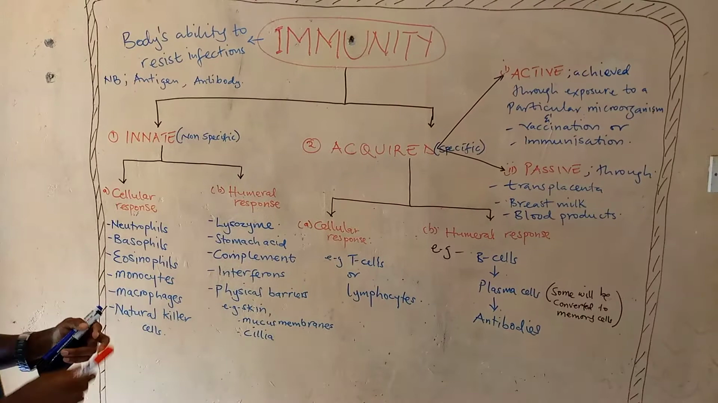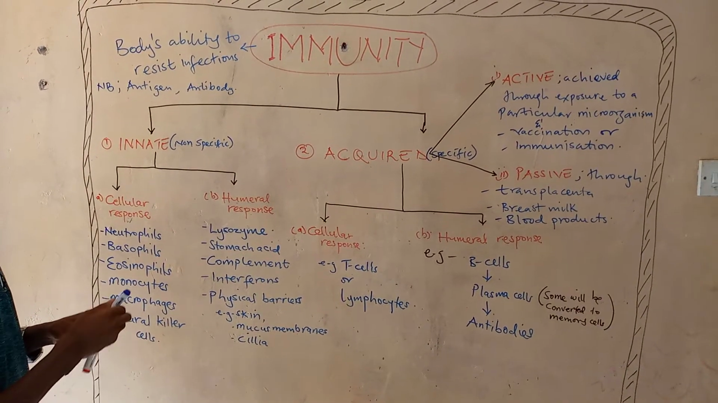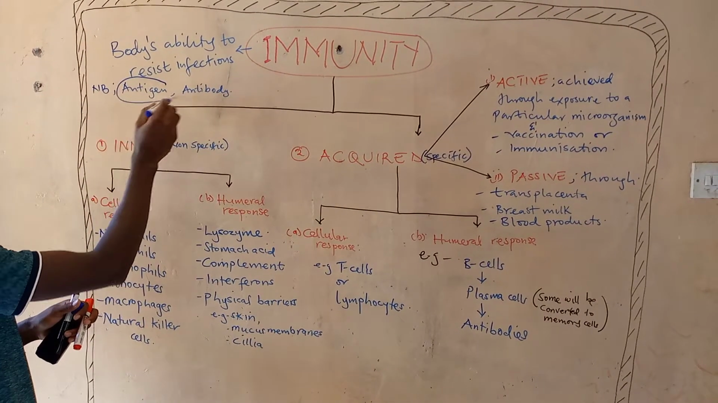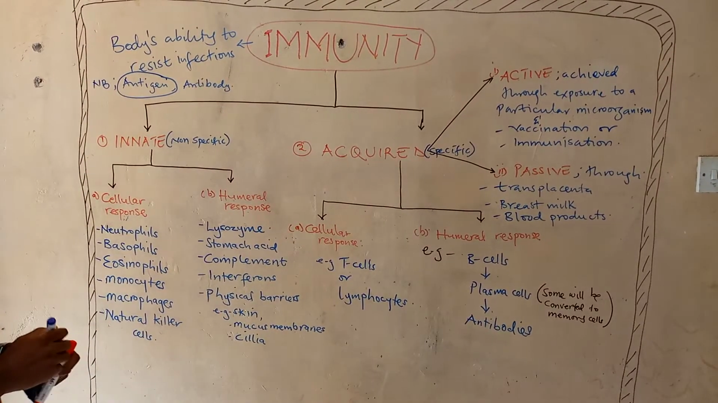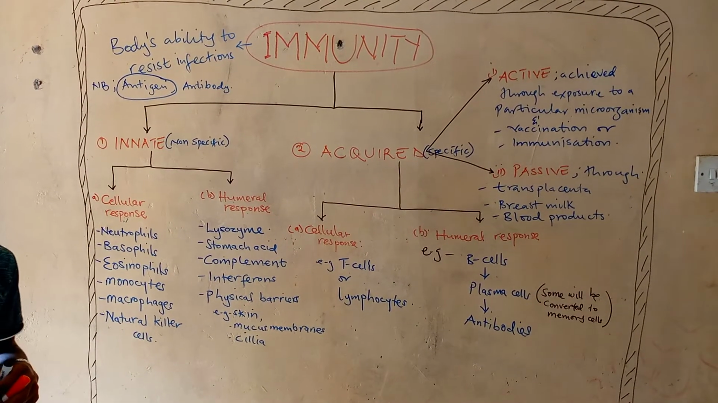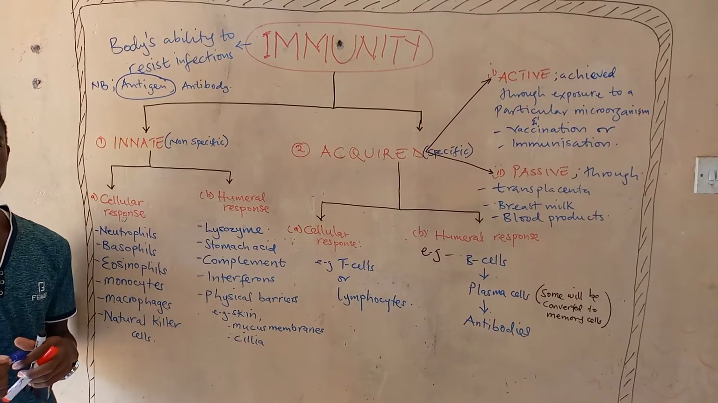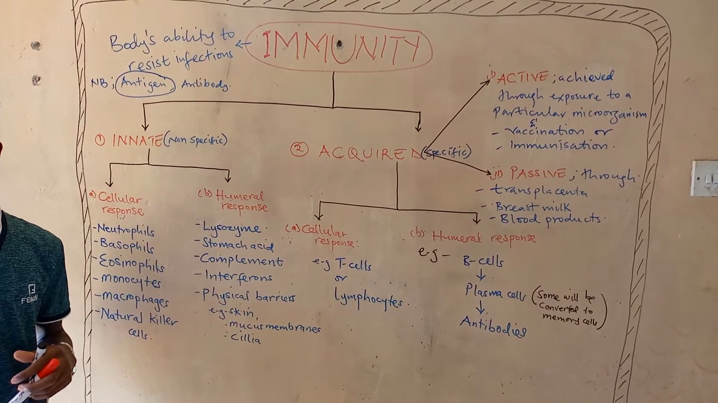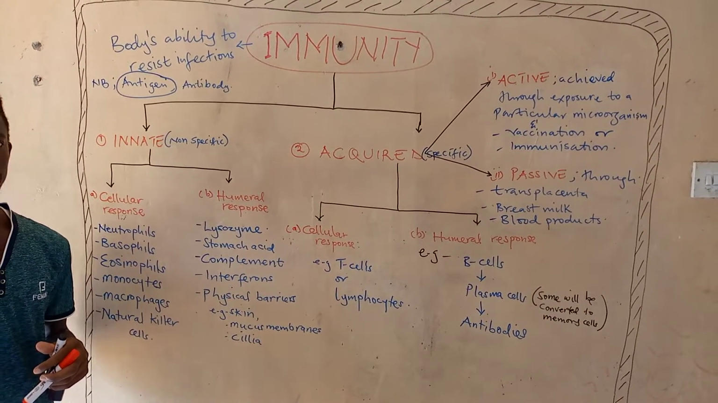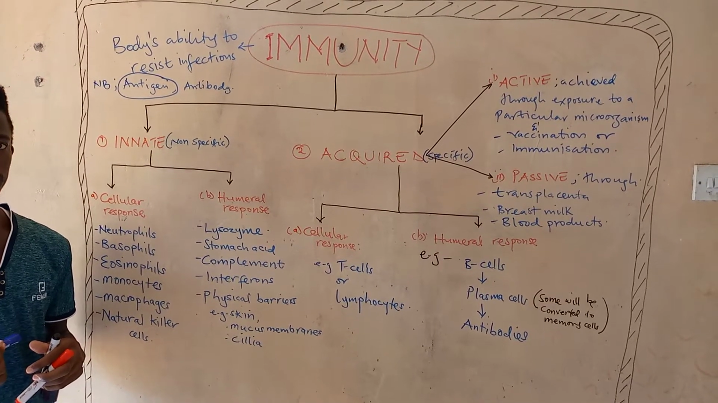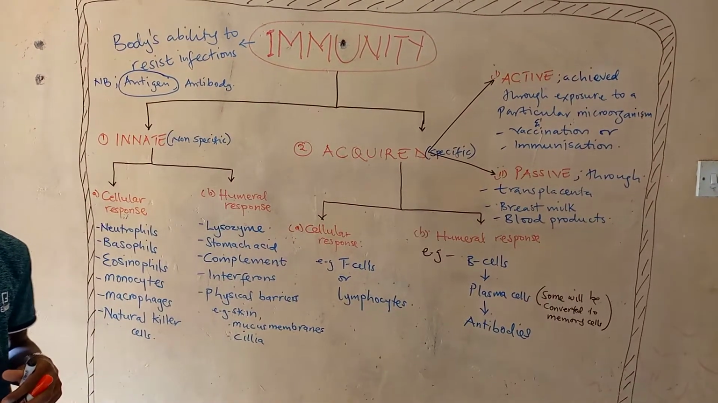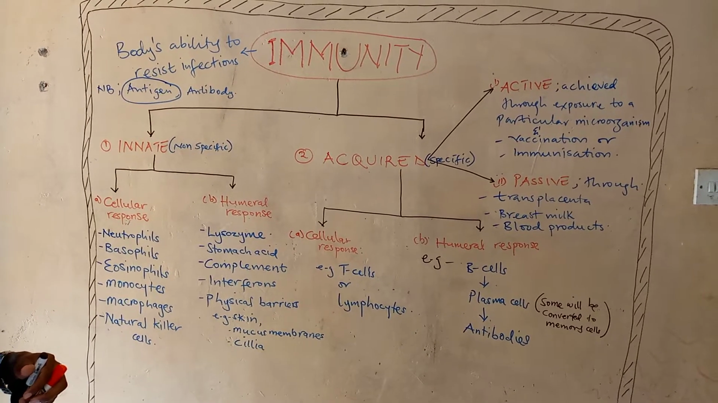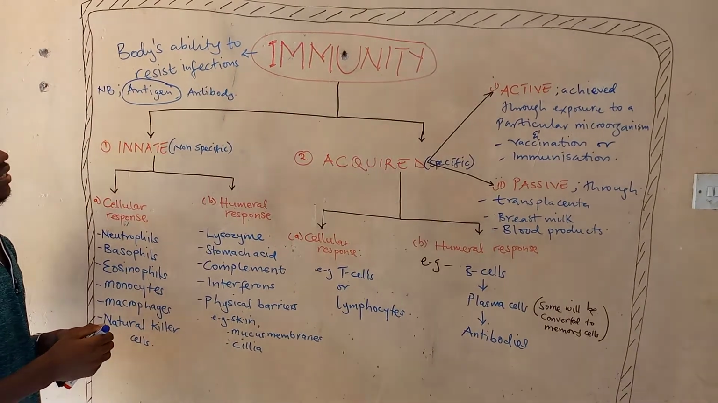Now we note our words there. One, an antigen. What is an antigen? An antigen can be a virus, a bacteria, or a foreign particle or foreign body that the body's immune system can identify as non-self, as something that is not related to the cells inside the body.